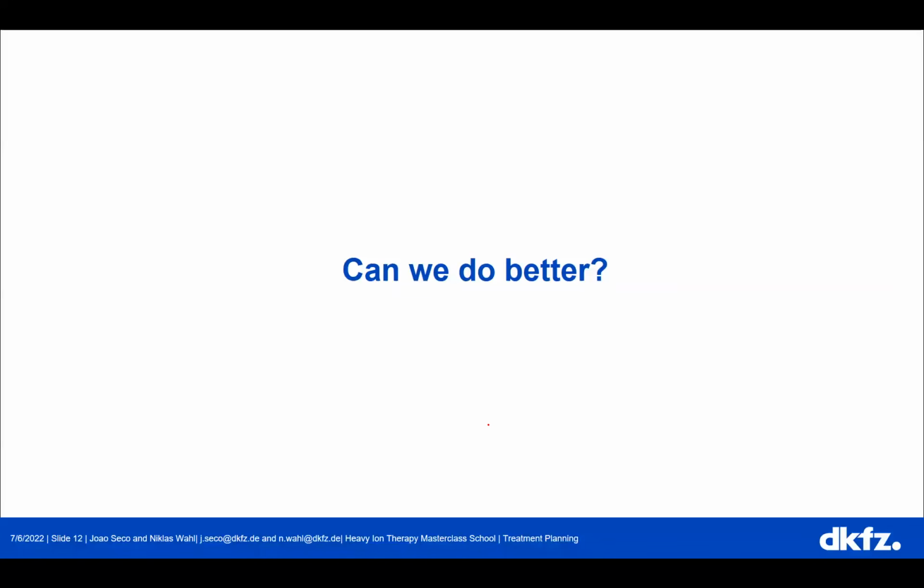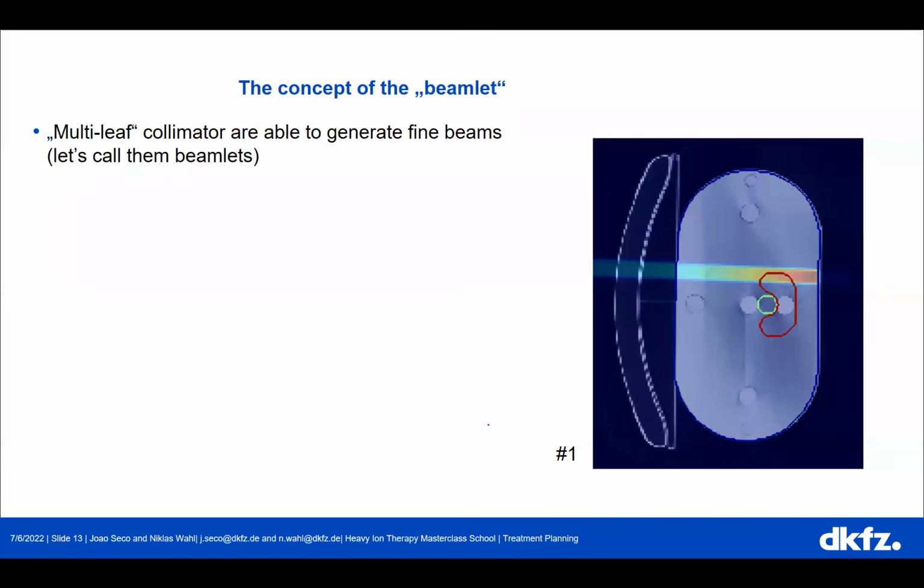So the question has always been, can we do better? Can we spare the organ at risk that's in the U cavity from radiation dose? There is a concept that was developed in the 80s called the beamlet approach. The beamlet approach means we break down the beam into tiny little beamlets, right? They are tiny little depth doses like this, and they are usually very small. They can be sometimes 2 by 2 millimeter or sometimes 1 by 1 millimeter.